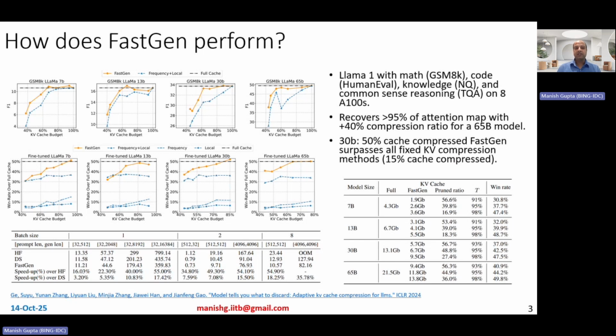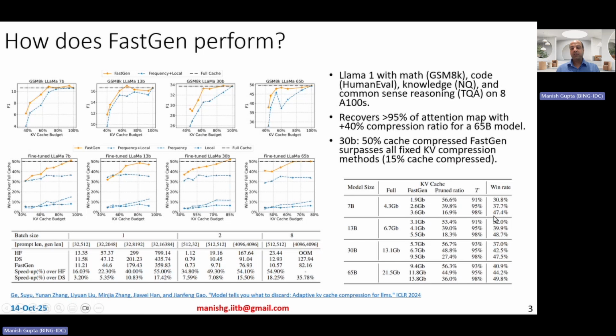save? This is all theoretical, right? So there's key value cache compression and so on. How much memory does it really save? So they experimented with these memory budgets on an A100 machine for different model sizes, and you can observe that if you kept the full KV cache for a 7 billion parameter model, it takes 4.3 GB. But with FastGen, if you use a policy of 95% attention map retaining, it gives you a 2.6 GB FastGen KV cache with a win rate of about 37.7%.